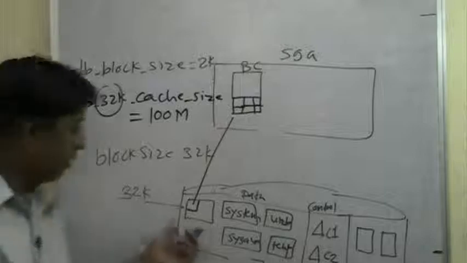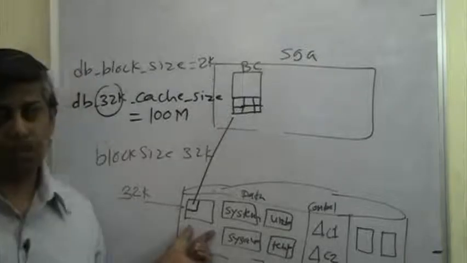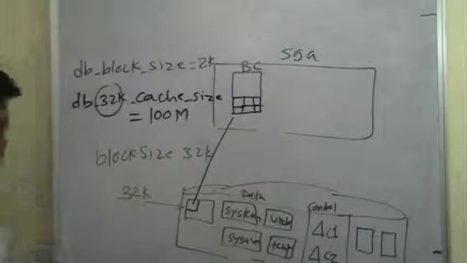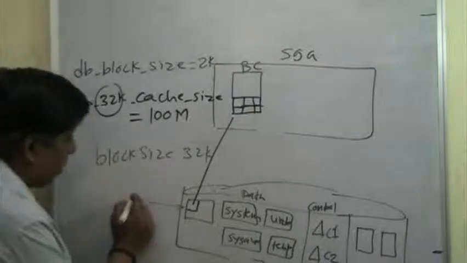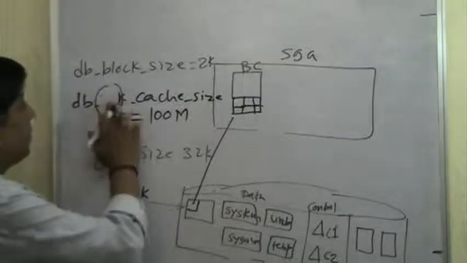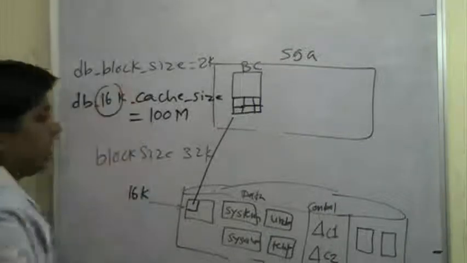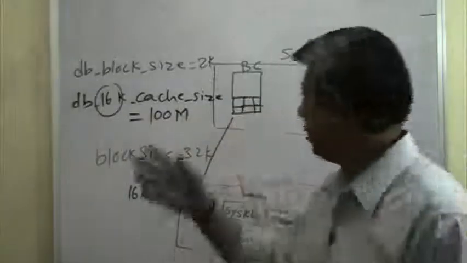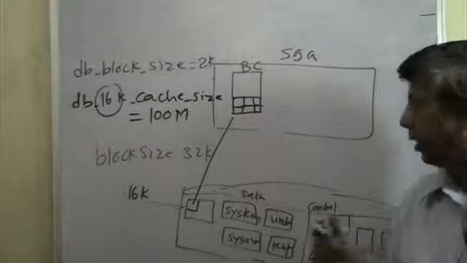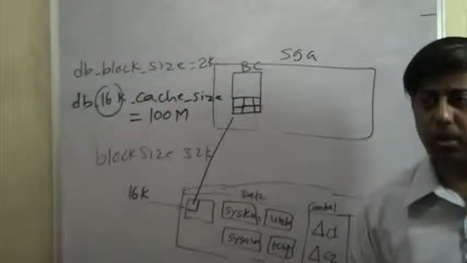So before you create a new tablespace with a different non-default block size, you must specify this initialization parameter option. So obviously if your block size was going to be, let us say, 16K, the initialization parameter is called db_16k_cache_size, and the value of that is going to be whatever you give. So this is the discussion about DB block size.